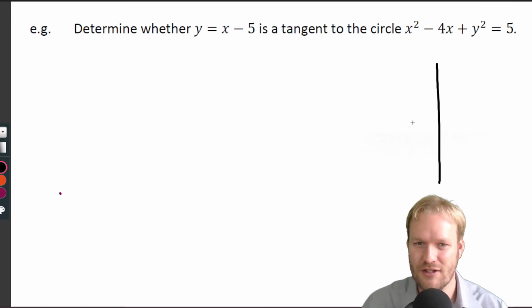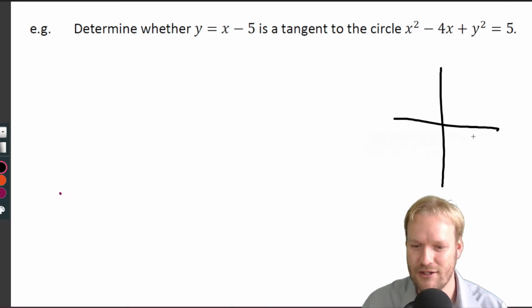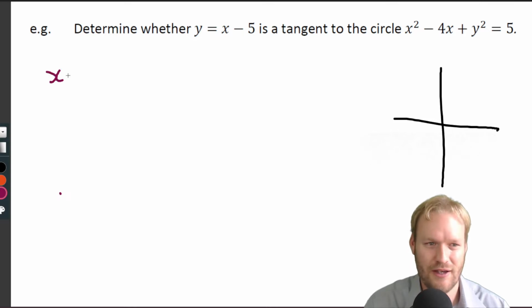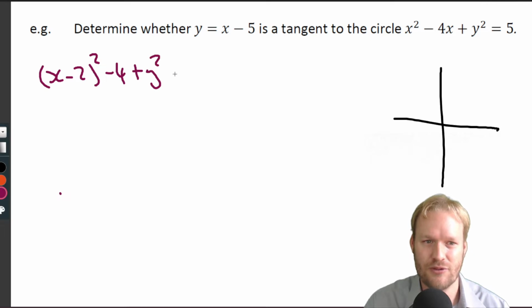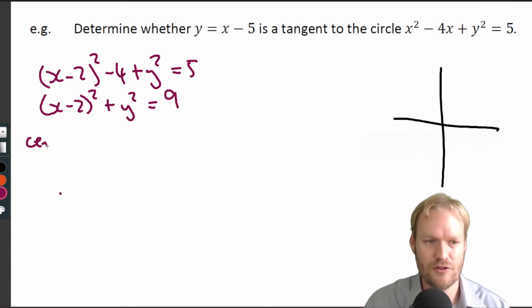So if we just had some sort of set of axes, I always wonder, sometimes you want to draw the axes, sometimes not. Now, this circle here, definitely going to have to put it in center radius form. So x minus 2 all squared minus 4 plus y squared equals 5. So x minus 2 squared plus y squared equals 9. So let's just jot down our center at 2, 0, and our radius is 3.